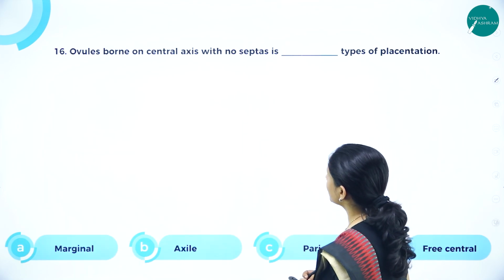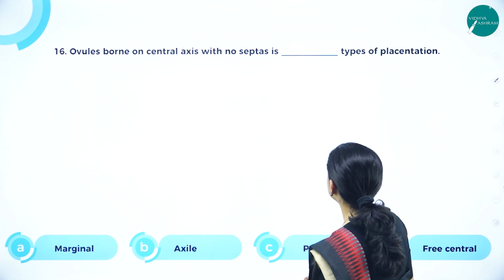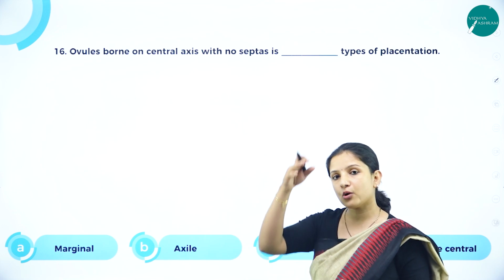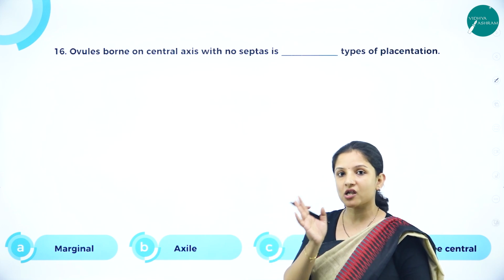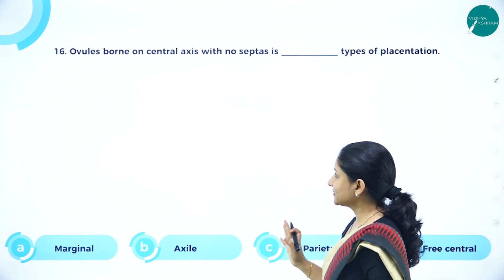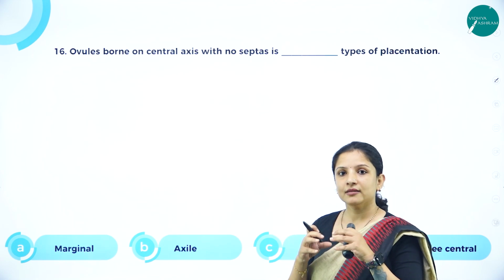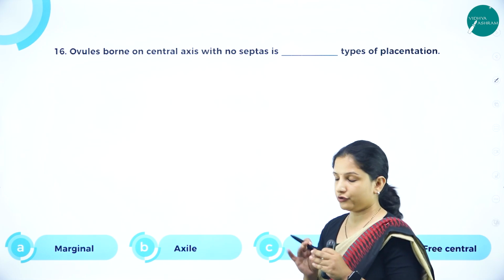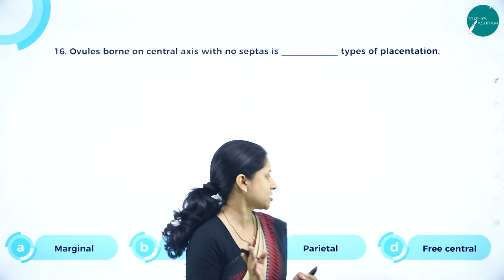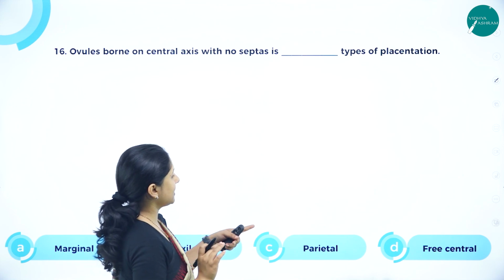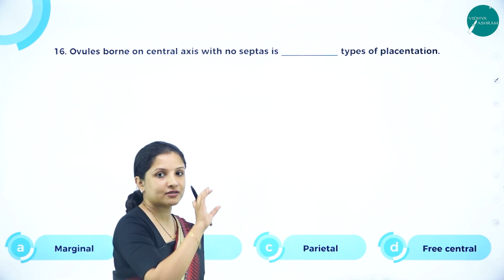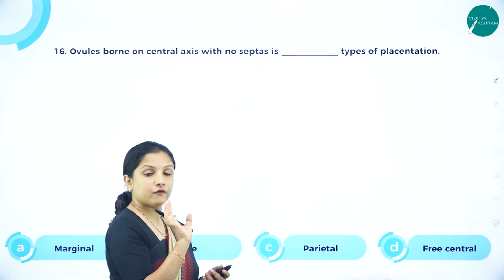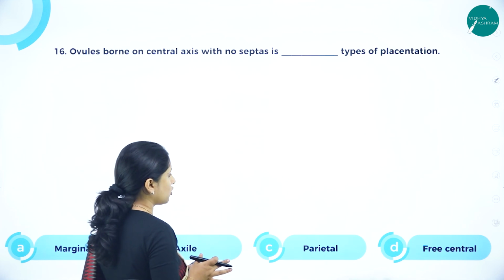Ovules borne on central axis with no septa is dash type of placentation. Marginal, no, marginal means they are borne on one particular margin only. Axial means they are borne in the center, but they have locules. They are borne in the axis of the locule. So, it is not axial placentation. Parietal placentation means they are borne at the periphery or side of the ovary. Therefore, that is also not the right option.